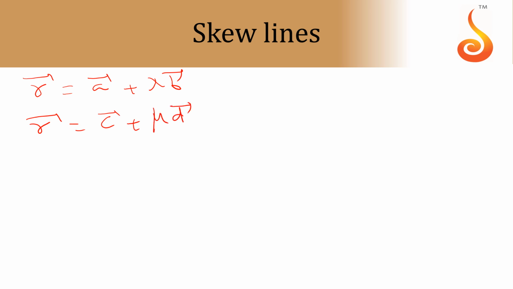Skew lines. Two lines which are not parallel, which are not intersecting. This is a special situation in 3D. The lines are called non-coplanar lines and they are also called skew lines. Suppose R bar equal to A bar plus lambda B bar. Please observe, this is the basic structure of the line. R bar equal to A bar plus lambda B bar, R bar equal to C bar plus mu D bar. So these are the basic structure of a line: one point on the line and one vector along the line.